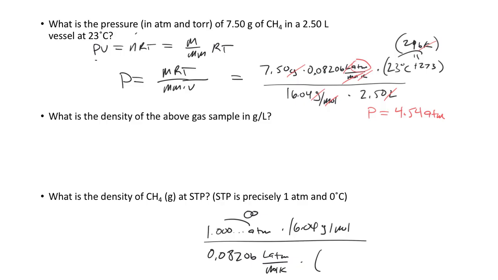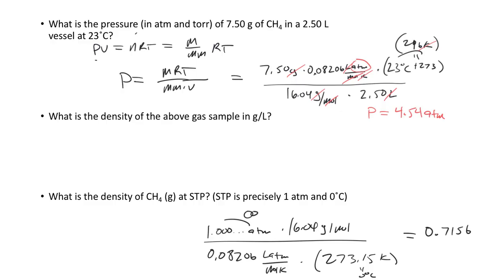And obviously we can't divide by 0. If we plug in 0 degrees C, we're going to get an undefined number. We just have to go to Kelvin. So it's 273.15 precise Kelvin for 0 degrees C at STP. So 16.04, divide by our gas constant, divide by 273.15. I get a lower density here, 0.7156.